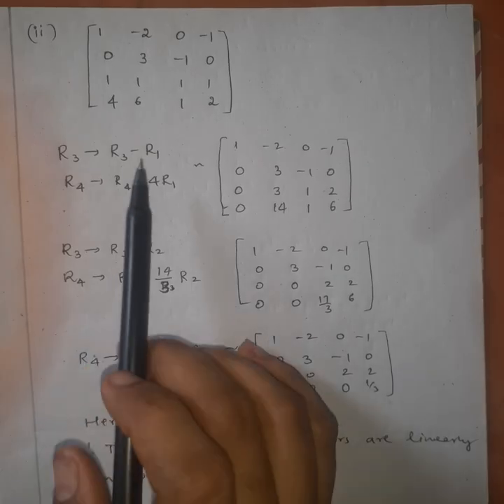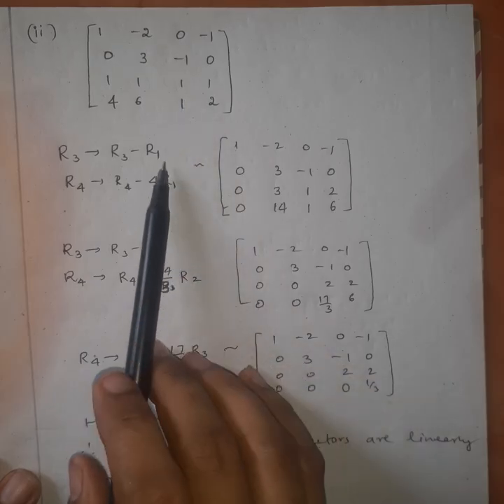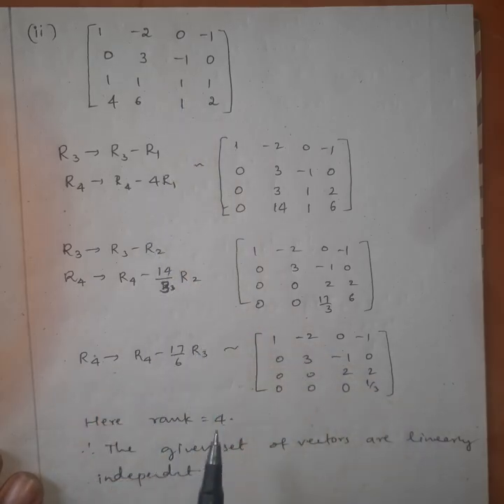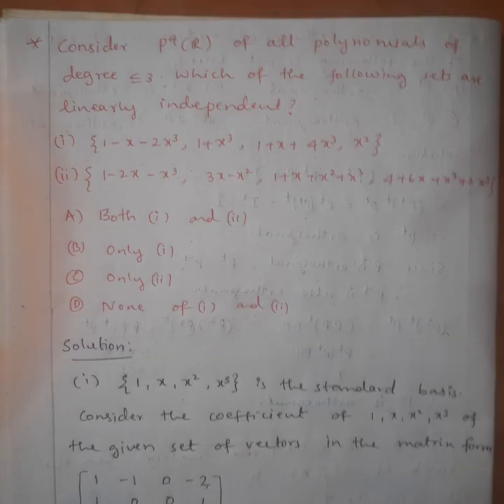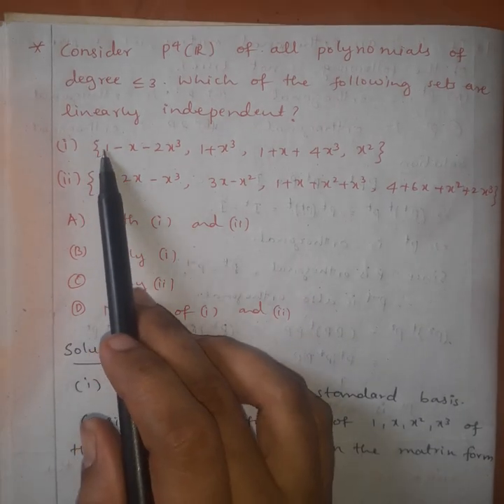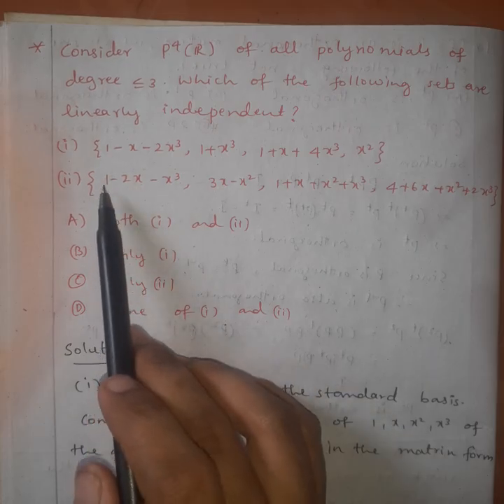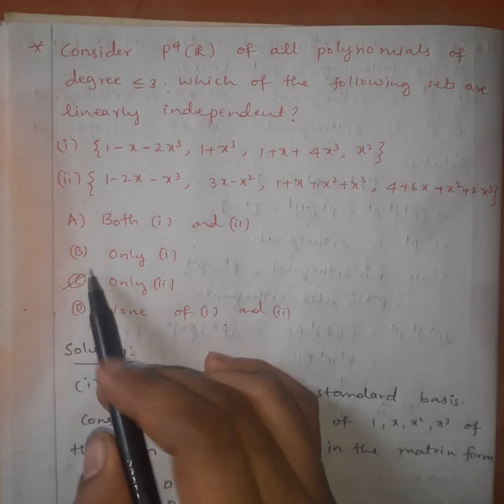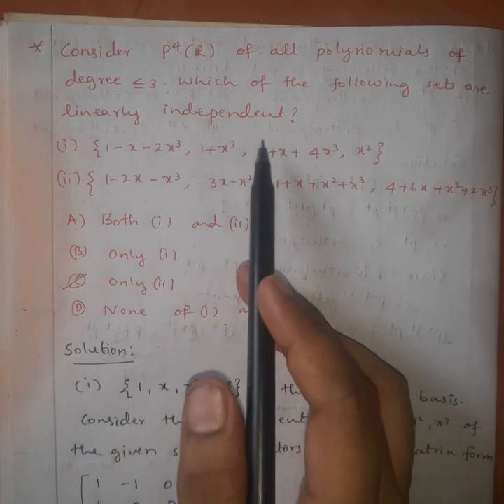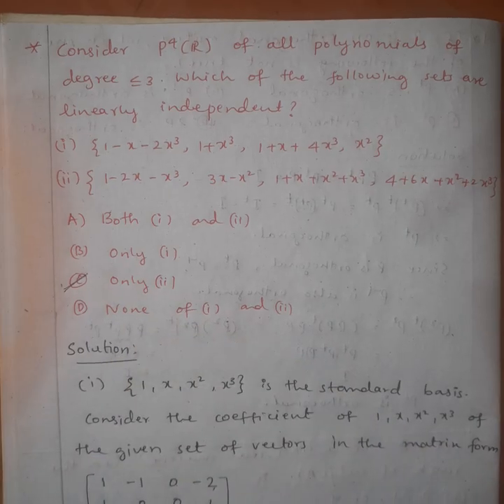Next, for the second set of vectors, the coefficient matrix can be written like this. After the elementary row transformation, I got rank 4. Therefore, the given set of vectors is linearly independent. Therefore, the first set of vectors is linearly dependent, and the second set of vectors is linearly independent. Hence, which of the following sets are linearly independent? Only 2. Option C is correct.